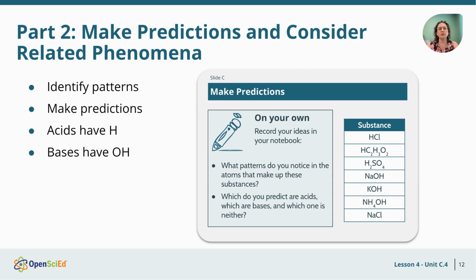In part 2, you and your students will experience the first key moment of this lesson by examining the chemical formulas for the substances that are listed here, identifying the patterns, and predicting which ones are acids and which ones are bases, or which ones are neither. You'll want to make sure that the students collectively identify the pattern that acids contain hydrogen and that bases contain oxygen and hydrogen. Later in this lesson, you'll help them make connections regarding the amounts of these specific ions that are produced.